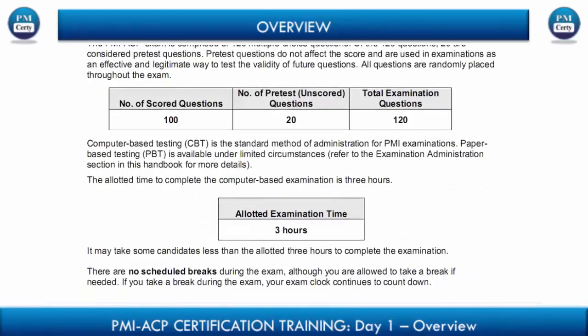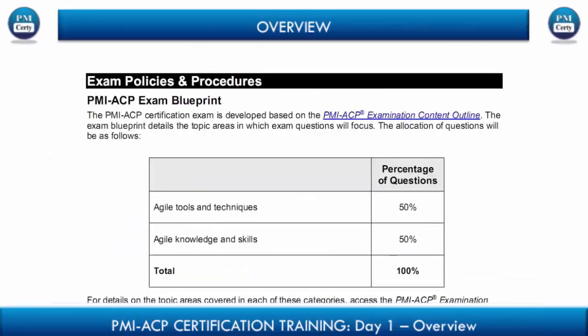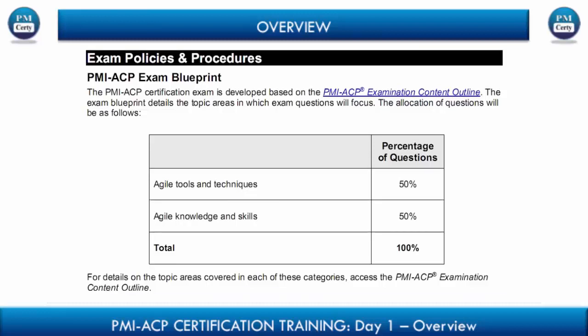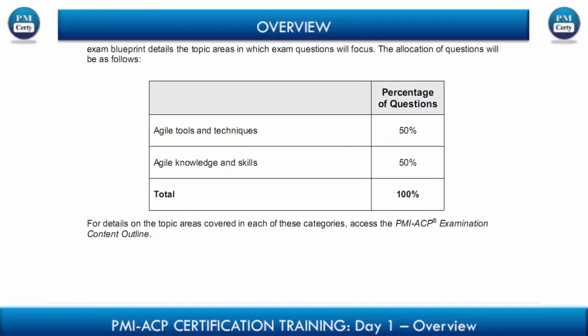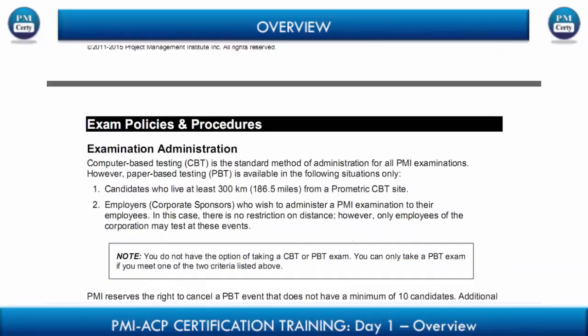Policies and procedure, we already spoke about this, we talked about the time. We talked about the fact that it's in a Prometric Center. So here's where they've made a mistake. Initially, they had this 50%, 50%. This has now changed, but this particular handbook has not yet been revised to reflect that. So for this, please ignore this part, go to the examination content outline and look at it. Though this is the latest copy, it seems to be some mistake. I think they will come back and correct it.